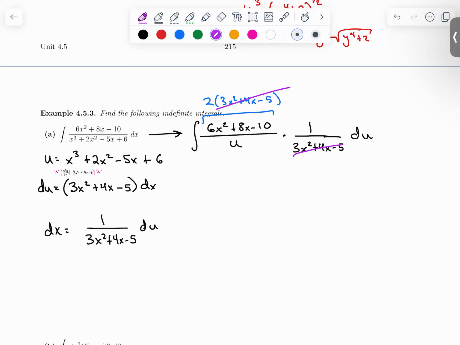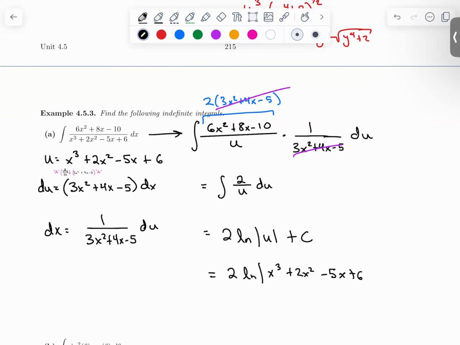If you do that, then this integral, the integral of 2 over u du, and you just saw this on the quiz. What's the antiderivative of that? Natural log. 2 natural log of the absolute value of u plus a constant c, which then at the final stage would be 2 ln absolute value of x cubed plus 2x squared minus 5x plus 6 plus a constant c.